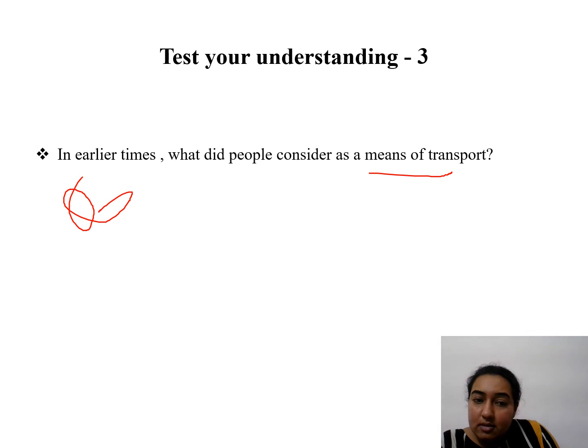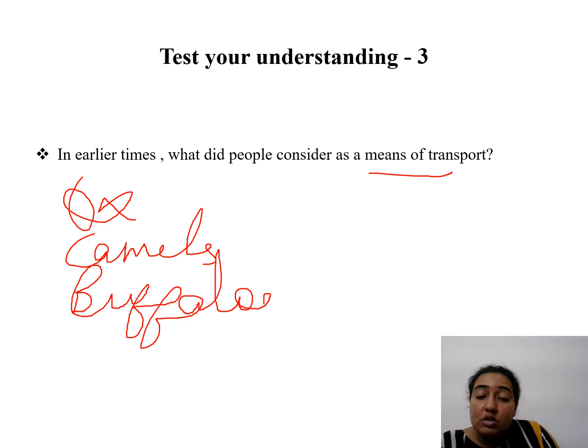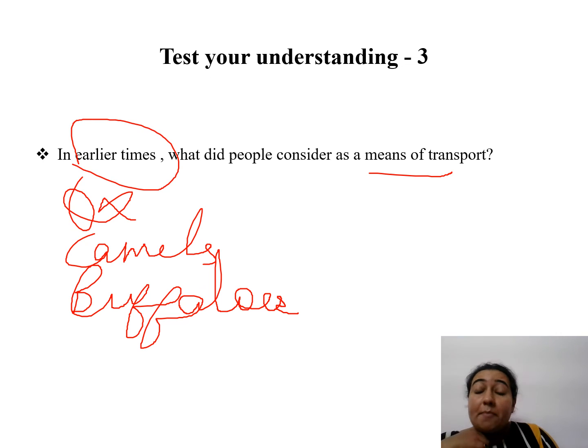ox, people used camels, and people used buffaloes. So these were the traditional animals that were used by people to transport either human beings or goods and commodities from one place to another in earlier times. But now the trend and things have changed.